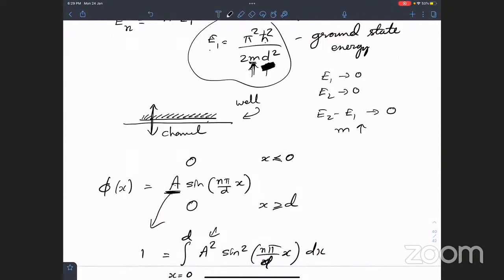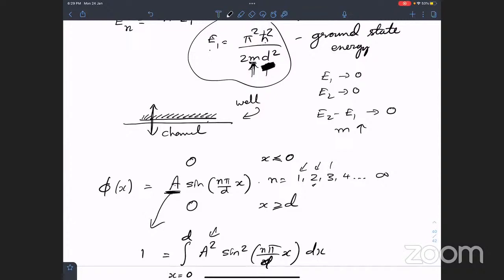A will be determined by that, and n can only go from 1, 2, 3, 4, and so on. This n is called the quantum number for the infinite well problem. Here we have not considered the spin of the electron. If spin is also considered, in the first ground state there will be an upspin and a downspin electron, in the second state also upspin, downspin, and so on.